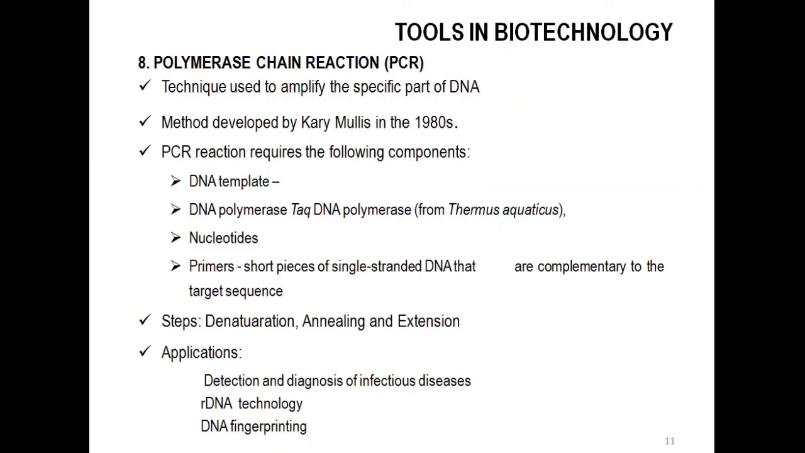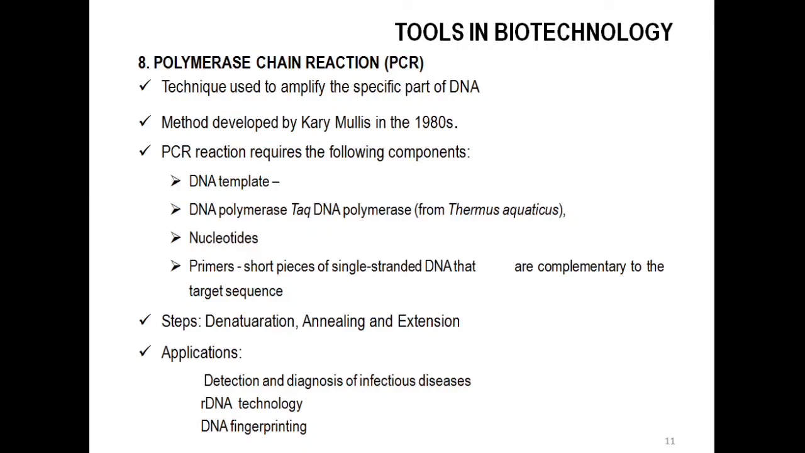And there are different steps. First, we have to go for denaturation: we separate the two DNA strands. The next step is annealing, in which the primers bind to the complementary part. After that, the Taq DNA polymerase undergoes synthesis of the DNA strand, which is known as extension.